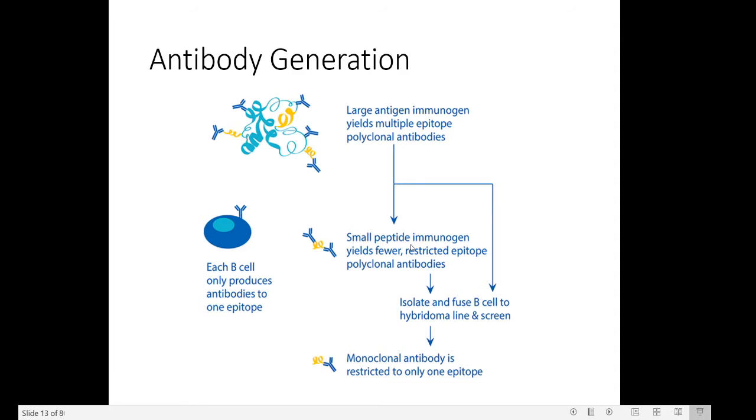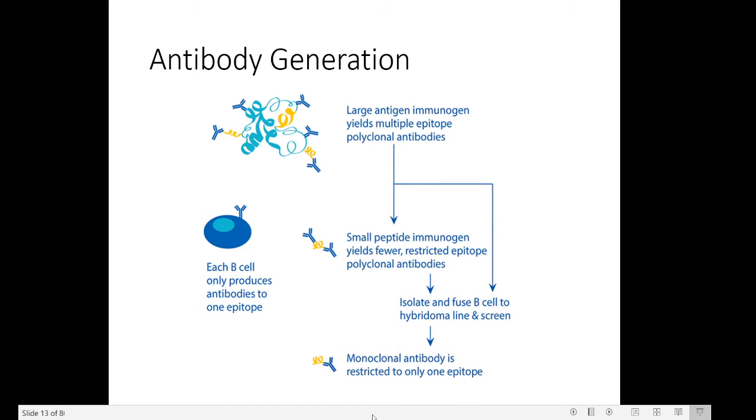A small peptide immunogen yields fewer, restricted epitope polyclonals. Here it's only one; this particular interaction portion is removed, and it can bind with another antibody. Then isolate and fuse the B cells to the hybridoma cell line. Here we obtain one new kind of antibody interaction. We insert it into one hybridoma cell line, and that hybridoma cell line produces the monoclonal antibody. This is the laboratory scale experiment.